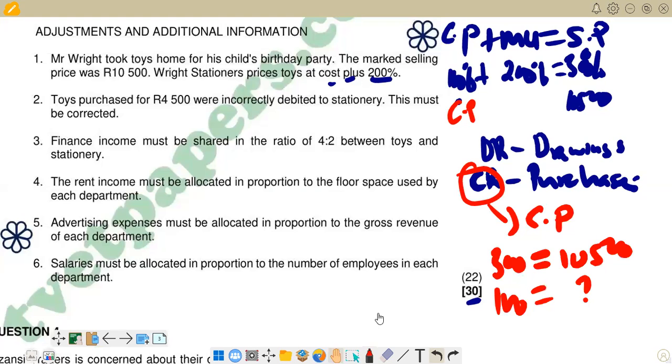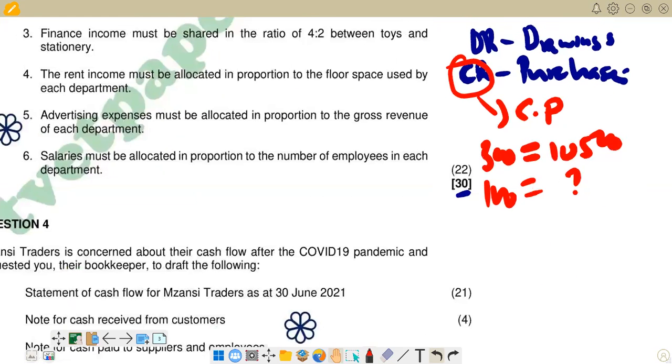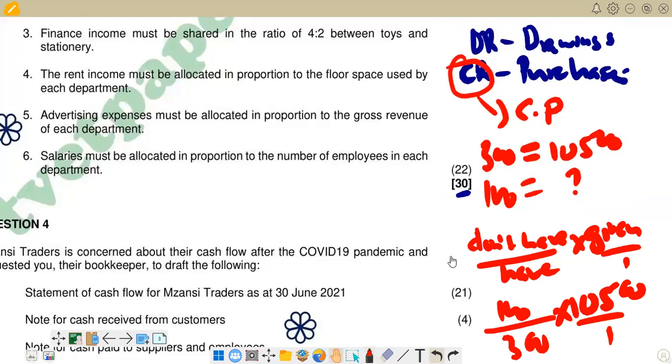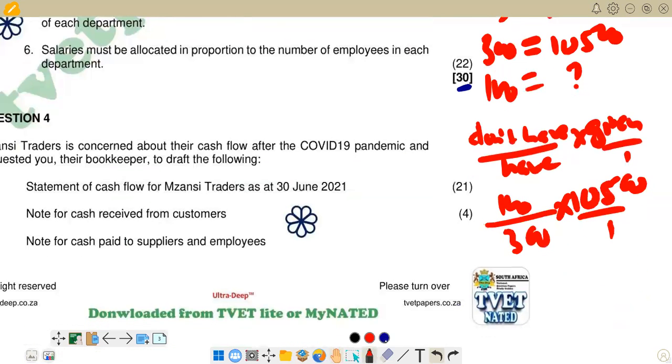Basically, you can use a simple formula: what you don't have is the numerator, and what you have is the denominator, and you multiply by the given figure over 1. What we don't have is 100%, so 100% becomes the numerator, and what we have is 300%, which becomes the denominator. You multiply by the given figure, 10,500 over 1. So let's try to calculate that.